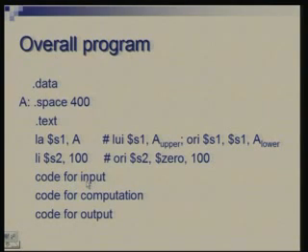You need some code to input the data, to fill up the array for which you are going to perform the sum. Then there is code for computation, which we have seen already, and there will be some code for the output. Once you have done the summation, you have to output the result. I am skipping the details of input and output code; we are discussing that in tutorials.